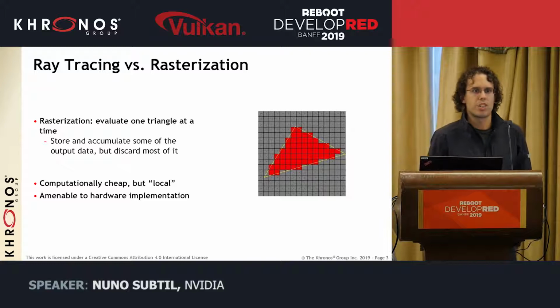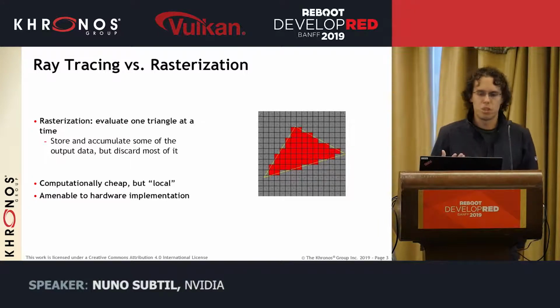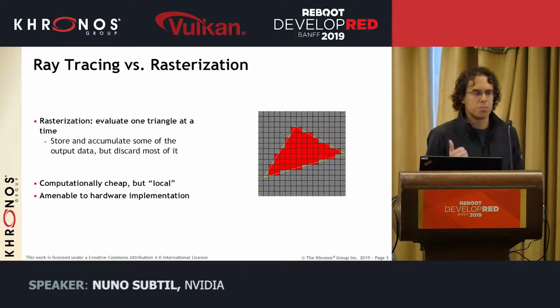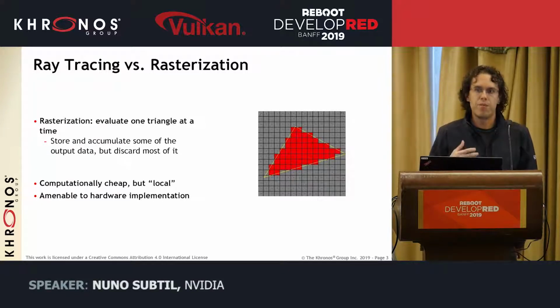And again, shadows are ubiquitous. Every scene has shadows. But it turns out that most of these effects are really, really hard to render with rasterization. So rasterization is not popular because it's easy to use. It's popular because it's computationally cheap and very amenable to hardware implementations, which is why most GPUs today are massively powerful rasterization machines.